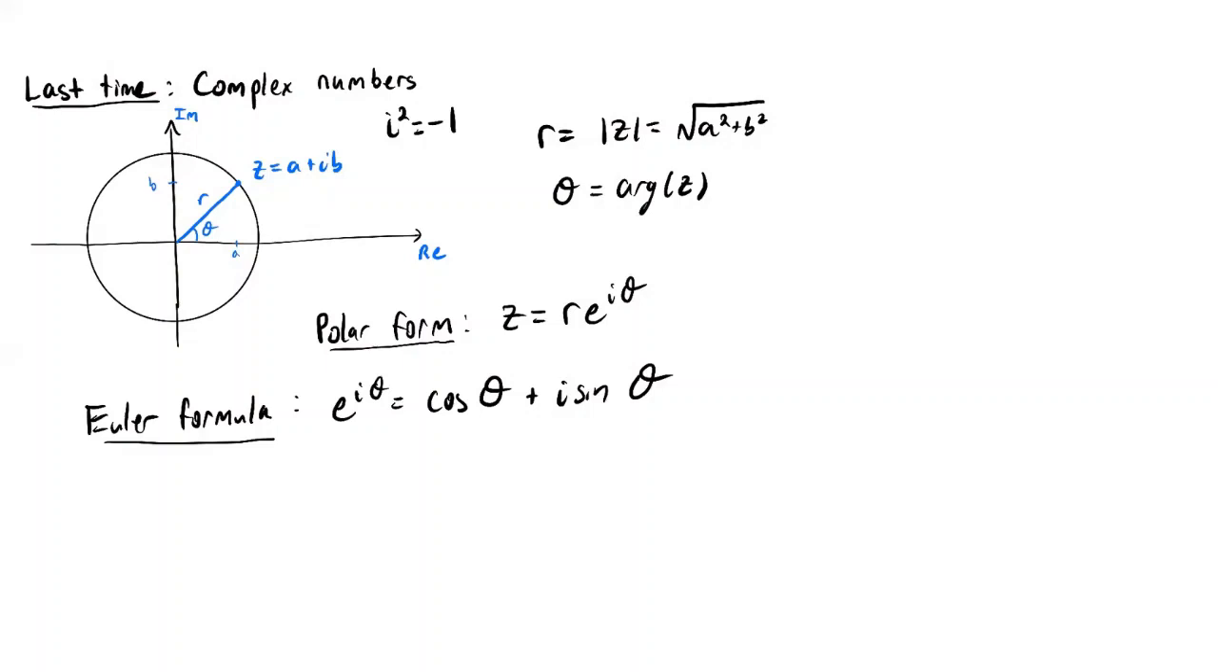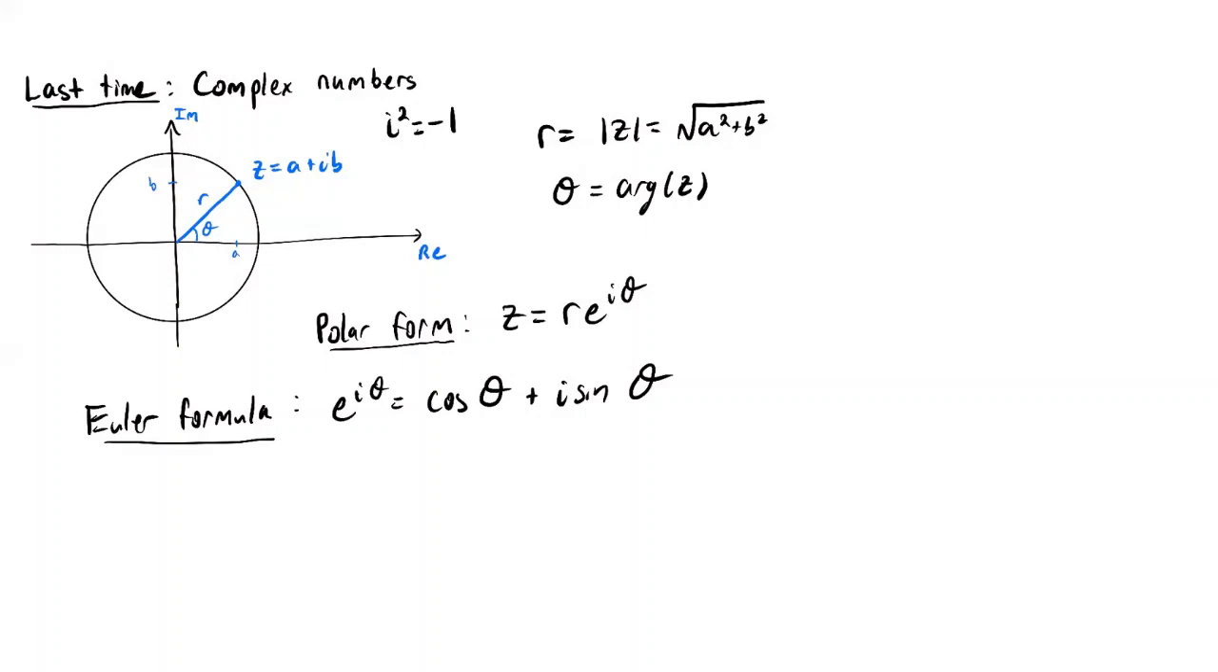If you view your complex number as a point in this way, you can think of it as a vector. This vector makes a certain angle theta with the real axis, and this number theta is usually called the argument of z.